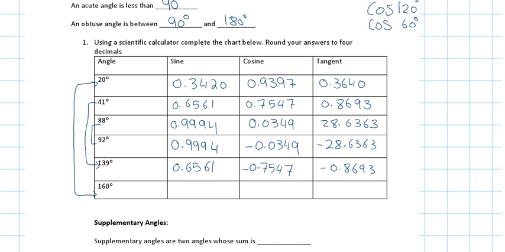So I can say that sine of 160 is the same as sine of 20. How about cosine of 160? It's going to be negative of 0.997. And how about tangent of 160?